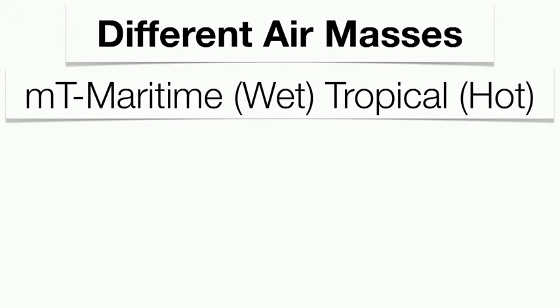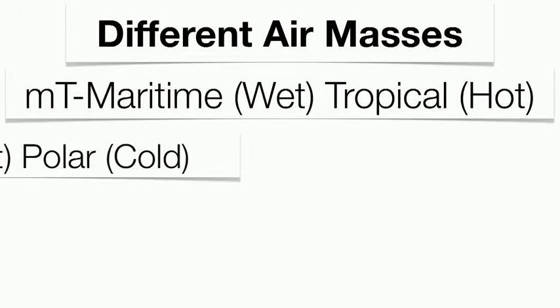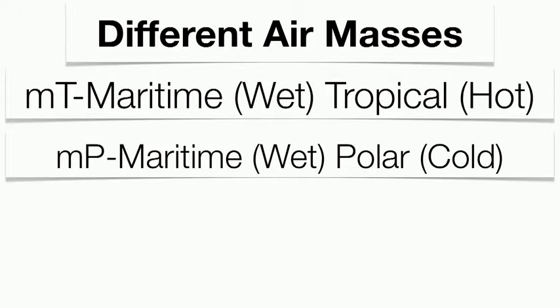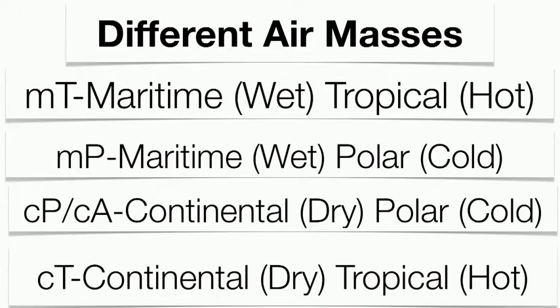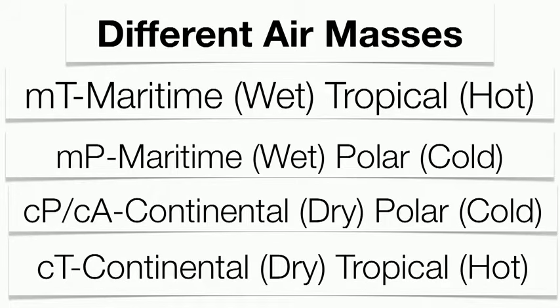Now, there are some different air masses within the continental United States and North America that are going to collide with each other and interact. You have mT air masses, which are maritime tropical. You have mP air masses, which are maritime polar. cP or cA air masses, which are continental polar or continental Arctic. And then cT air masses, which are continental tropical. Notice that some are wet, some are dry, some are hot, some are cold. You definitely need to know the characteristics.